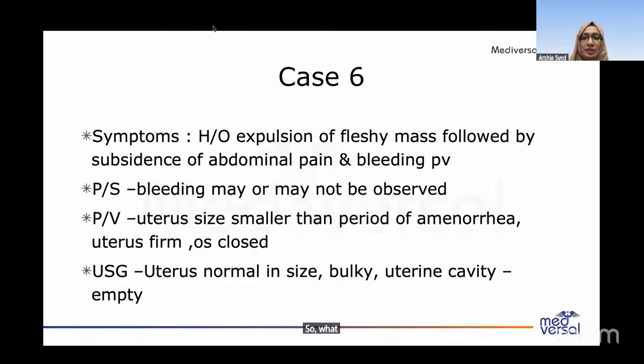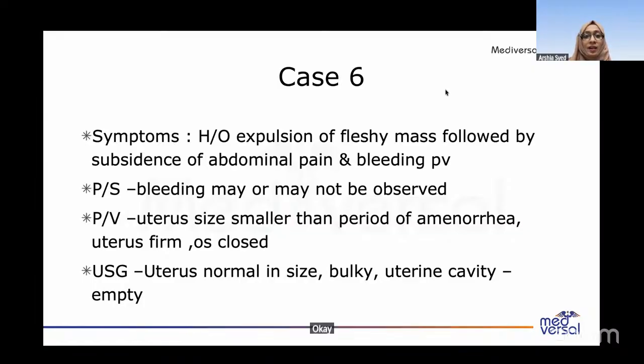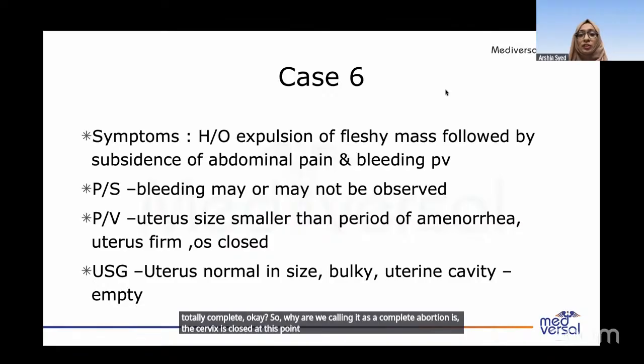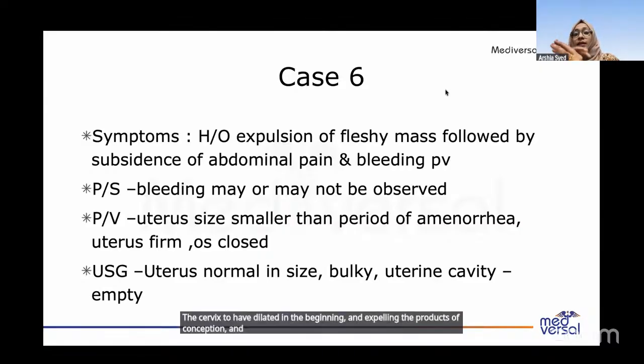So what are we discussing in this? Yes, this is a case of a complete abortion. The patient arrives to you with the process of abortion being totally complete. Why are we calling it a complete abortion? The cervix is closed at this point, because the cervix had dilated in the beginning to expel the products of conception, and then nothing remains inside. That's why the cervix closes. That is why it is called a complete abortion.